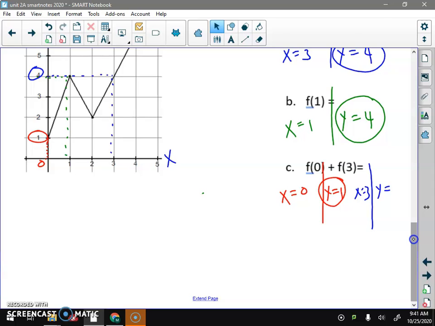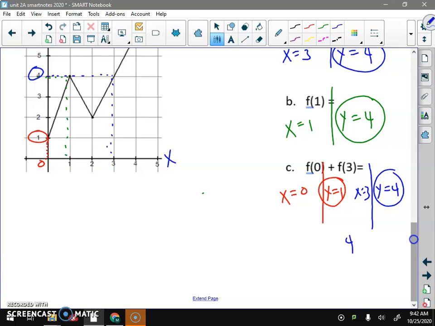Now when x equals 3, you did blue. Oh, we already did that one. We're going to go up and over again. y equals 4. Now we're going to add that 4 in blue plus the 1 in red, because we had the adding up here. And 1 plus 4, the final answer, nicely done, is 5.